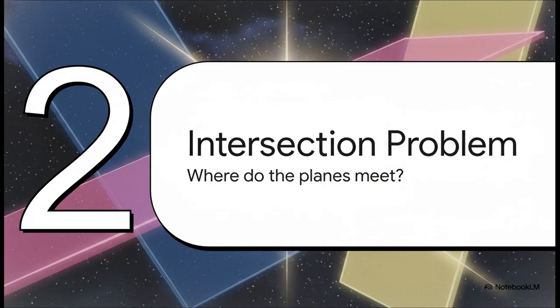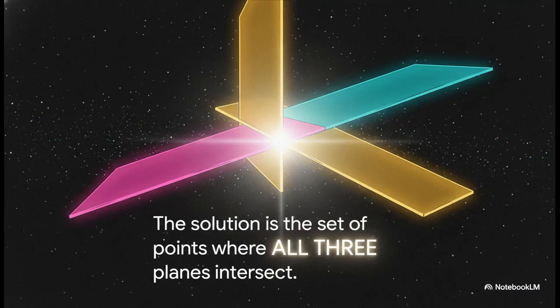All right, so if we have three of these equations, that means we have three of these infinite planes floating around. And this leads us to the big puzzle, the central challenge, the intersection problem. What does it even mean for three planes to have a solution? And here's the absolute key. A solution isn't just where two planes happen to bump into each other. No, it's the exact spot, or maybe spots, where all three of them intersect at the exact same time. It's got to be a location that is common to every single one of them.